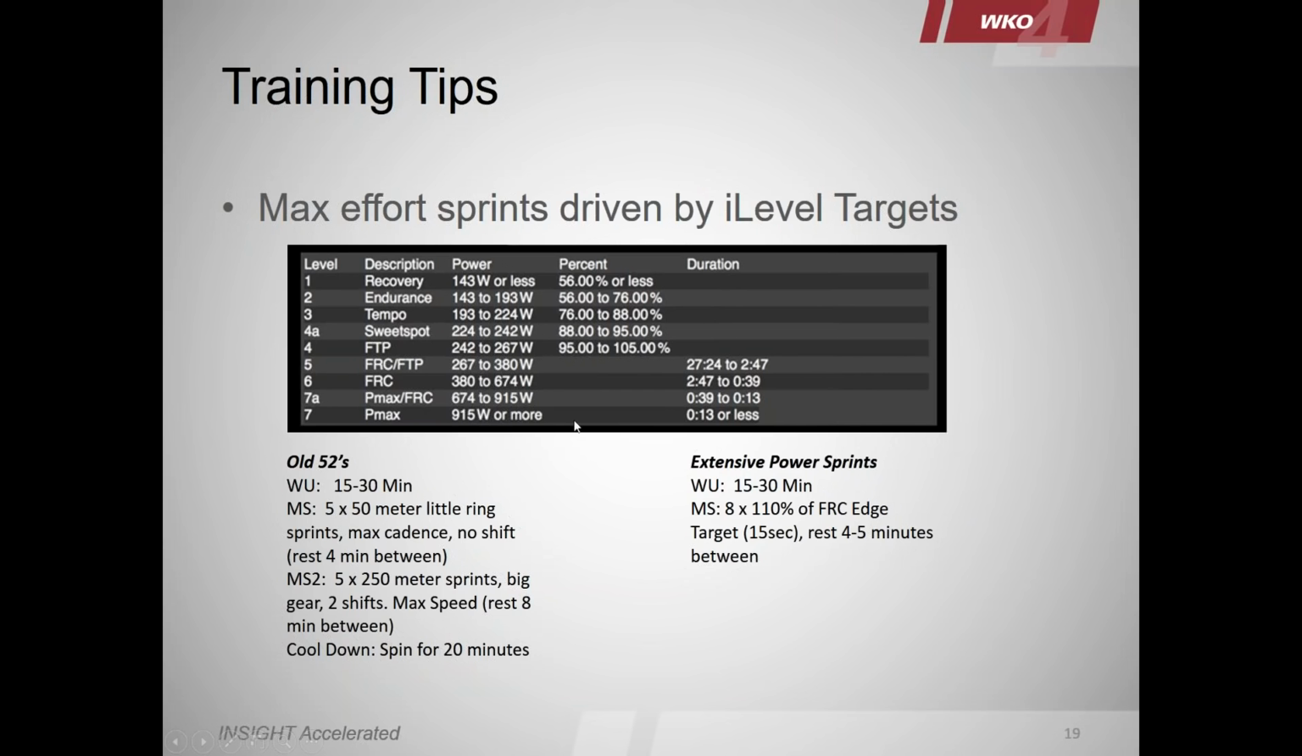Another use for this metric in WKO4, you can set a lower limit threshold, what I call the go home threshold. When you can't do this anymore, go home. And I'm going to show you some examples of that later. Then after a good rest in between, just 5 times 250 meter sprints, big gear, 2 shifts, max speed. 5 might be pretty hefty. You might end up with 3.